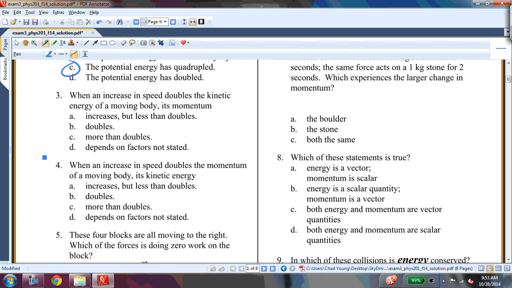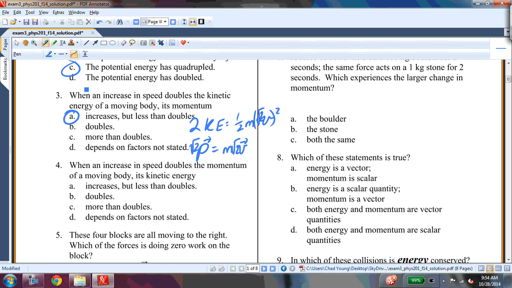When an increase in speed doubles the kinetic energy, its momentum does what? Okay, so the kinetic energy is 1/2 mv squared. And here I'm doubling the kinetic energy by increasing the speed. That means I'm increasing the speed by a square root of 2, right? Because that causes a doubling in the kinetic energy. And remember, momentum is mass times velocity. So if I increase my velocity by a factor of square root of 2, I increase the momentum by the same amount. So it increases, but less than by a factor of 2.